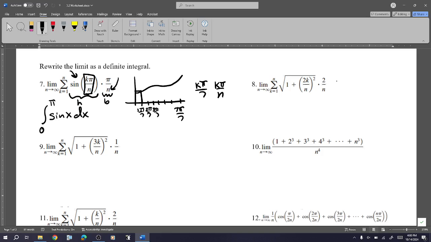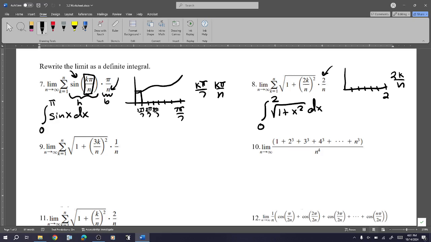Let's try this one over here. Now, the fact that it's 2 really doesn't change the problem much at all. We're just going from 0 to 2. So we're plugging 2k over n into something. Well, that's exactly 2k over n. So we're integrating from 0 to 2 this time of square root of 1 plus x squared. And then the 2 over n, that's the length of the x. That's how x is changing.